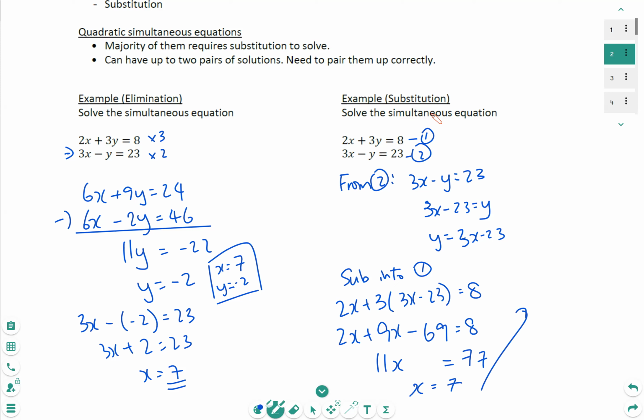Once we've got x equals 7, we can substitute into y, so y equals 3 times 7 minus 23. I'm just substituting it here, so y equals minus 2. Again, you'll get the same answer, which it should be. Now, what if I tell you all the steps you perform here are pointless? Pointless, pun intended, because you actually don't get any marks.